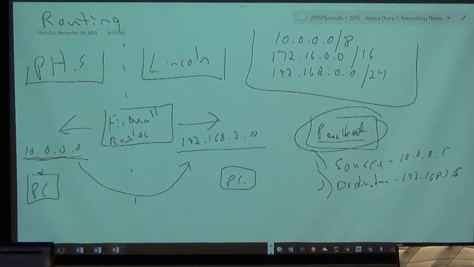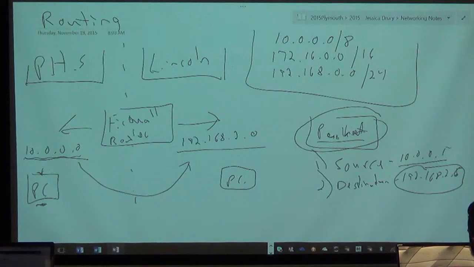If that packet that's created, pay attention to this. If this PC creates a packet, it's going to look at its source, it's going to look at its own network. What's the network address for the source? Quinn. The source network is 10.0.0.0. Then that PC looks at the destination for that packet. And what is the network address for that destination, Miguel?